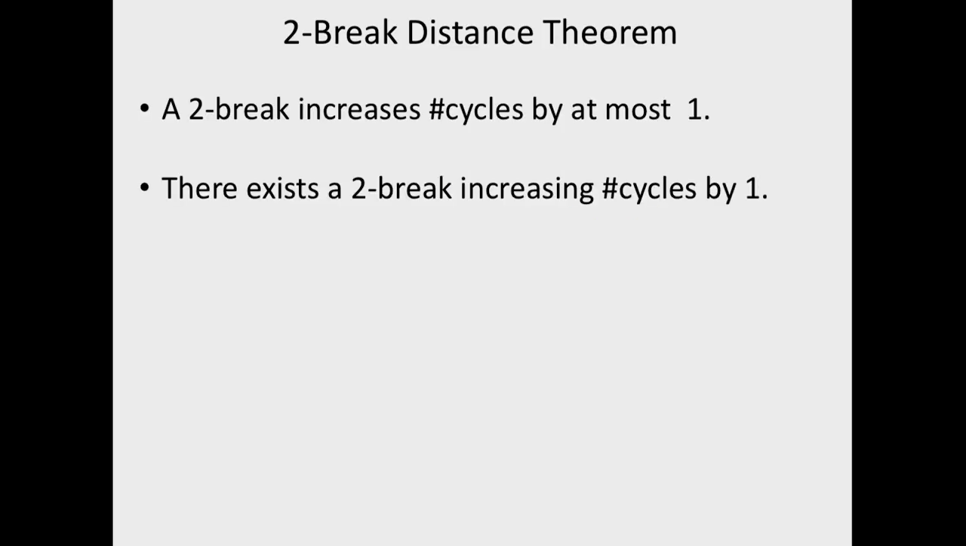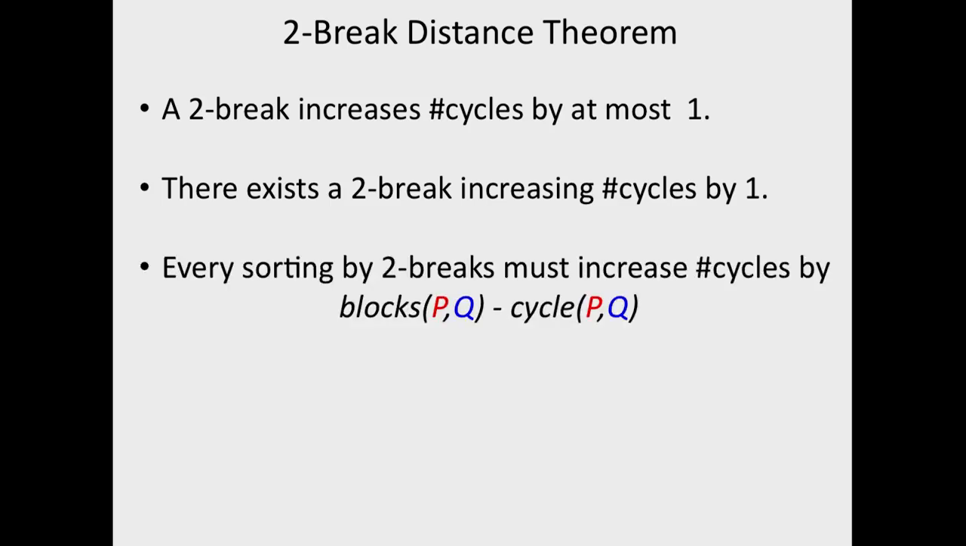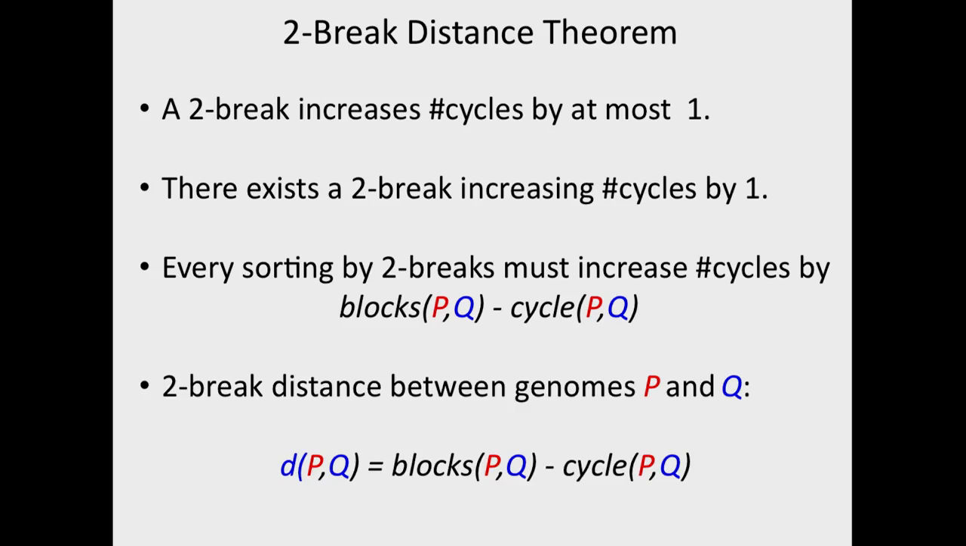And now the two-break distance theorem. We saw that each two-break increases the number of cycles by at most 1. On the other hand, there exists a two-break increasing the number of cycles by exactly 1. On the other hand, we saw that every sorting by two-breaks must increase the number of cycles by the number of blocks between P and Q minus the number of cycles between P and Q. And therefore, the two-break distance between genomes P and Q is simply the number of blocks between P and Q minus the number of cycles between P and Q.